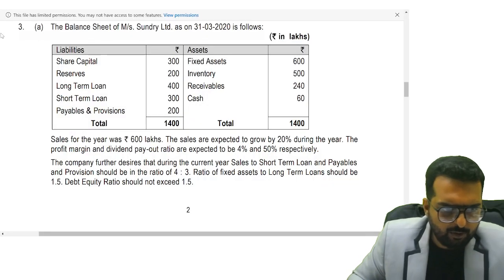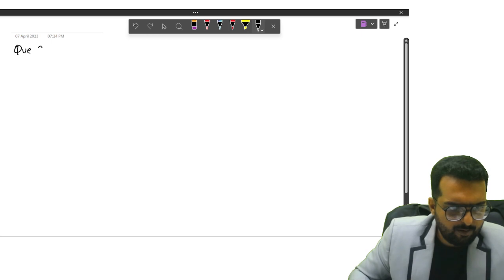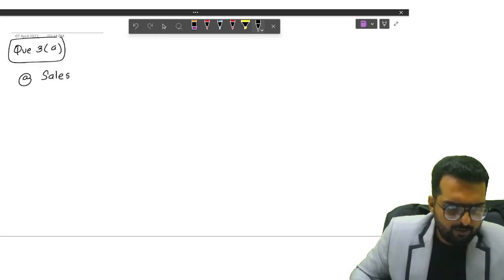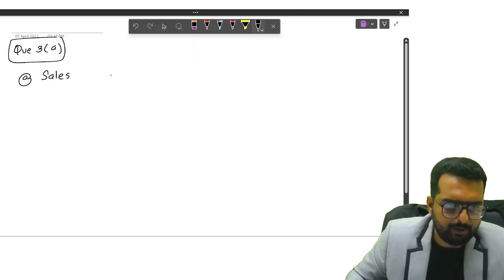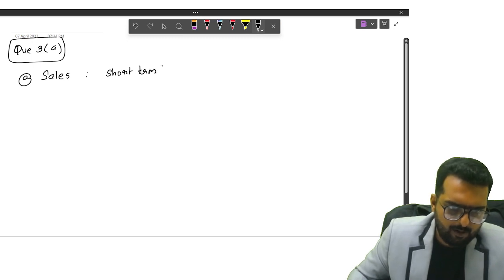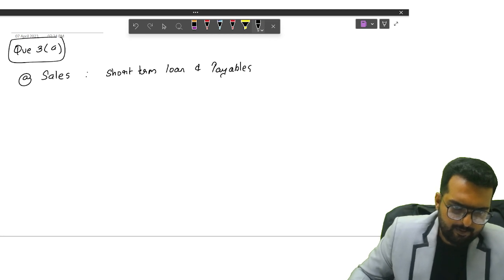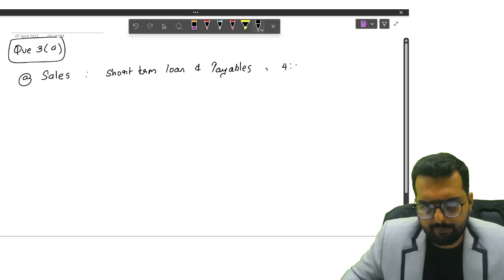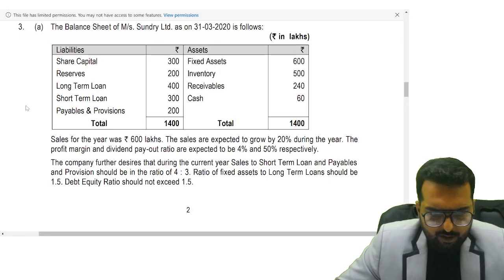What is the question number we are talking about? 3A, right? Sales to short term loans and payable. Sales is to this has to be in the ratio of what? 4:3. So if sales is 4, the other one should be 3. Are you clear with that part?